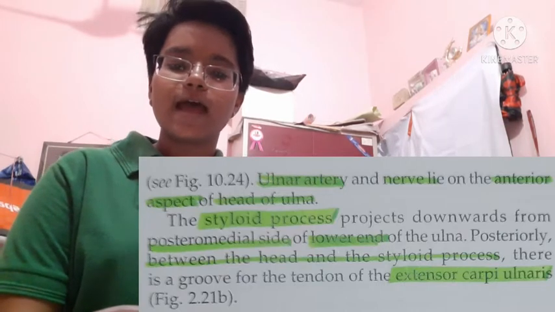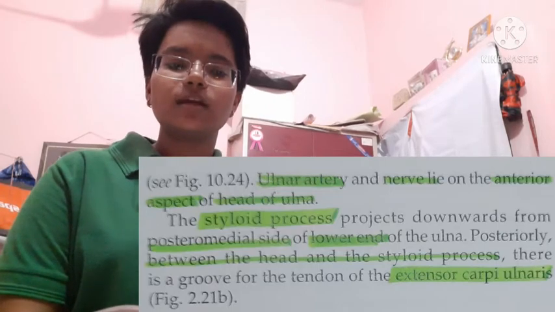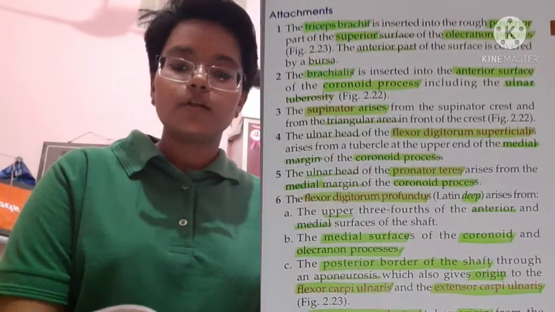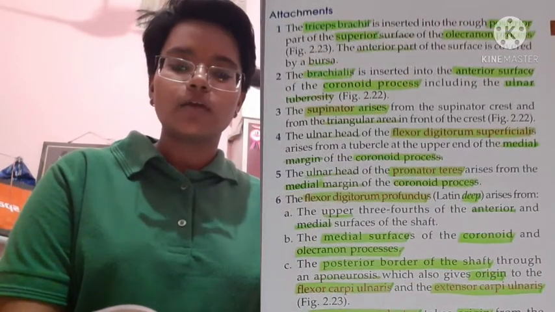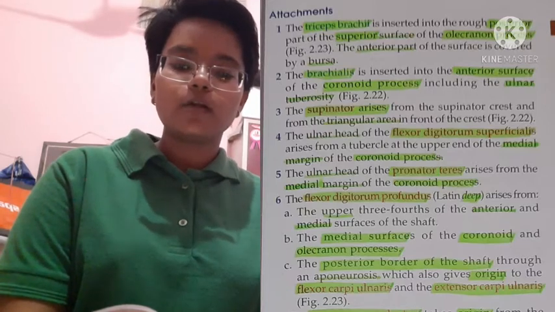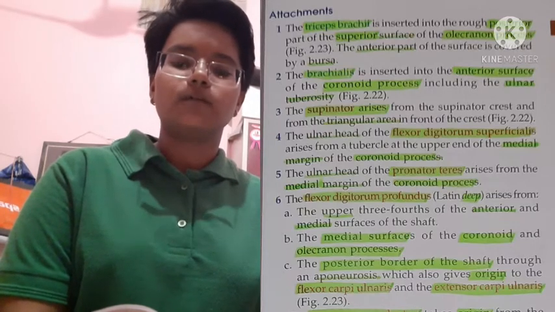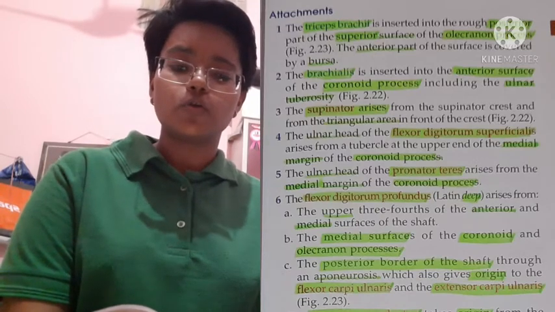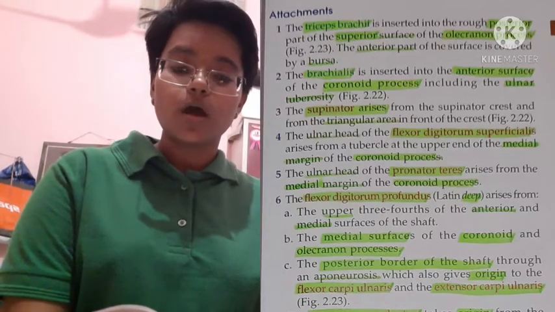Posteriorly between the head and the styloid process, there is a groove for the tendon of the extensor carpi ulnaris. Attachments. The triceps brachii is inserted into the rough posterior part of the superior surface of the olecranon process. The anterior part of the surface is covered by a bursa. The brachialis is inserted into the anterior surface of the coronoid process, including the ulnar tuberosity.